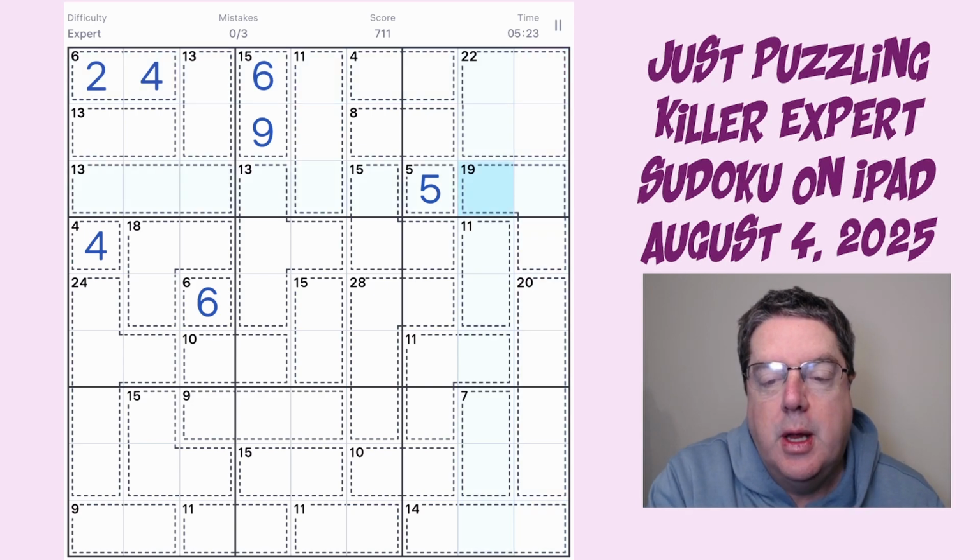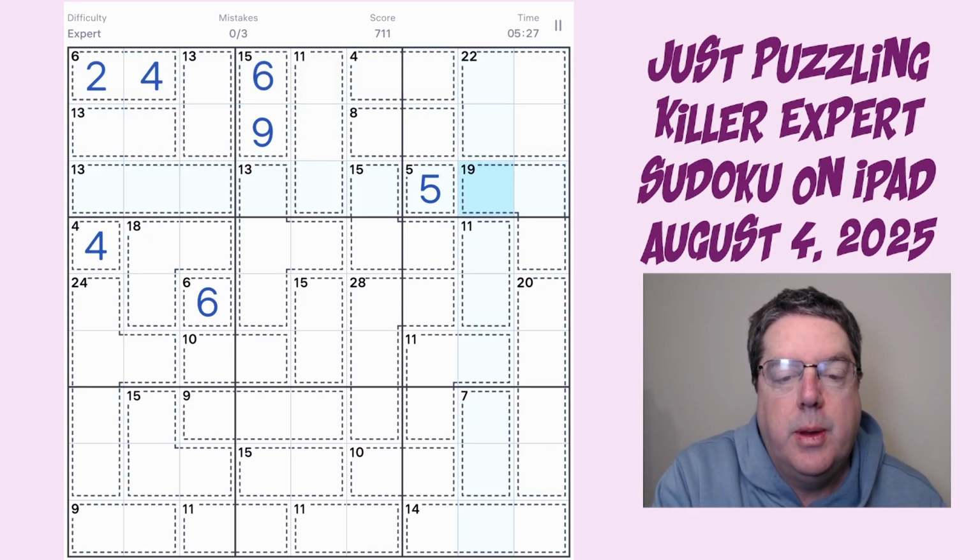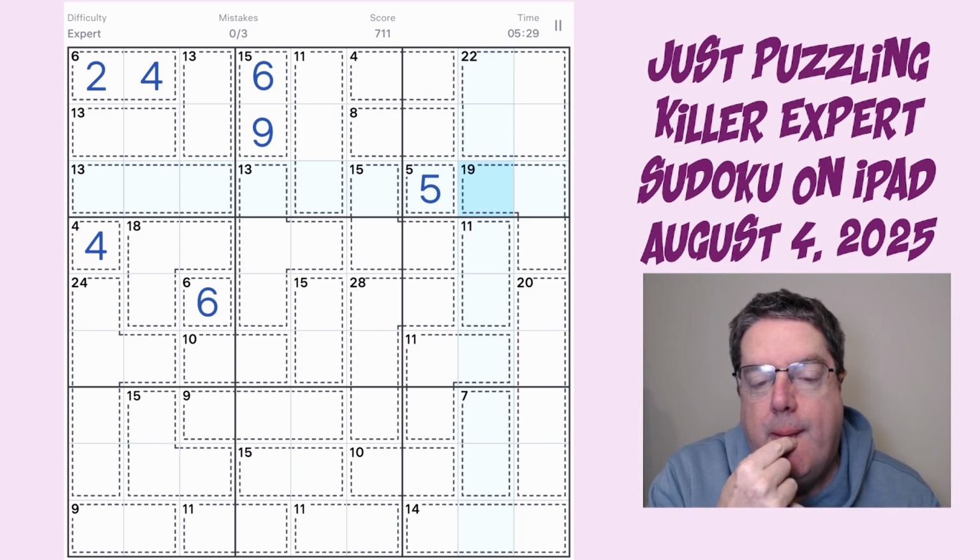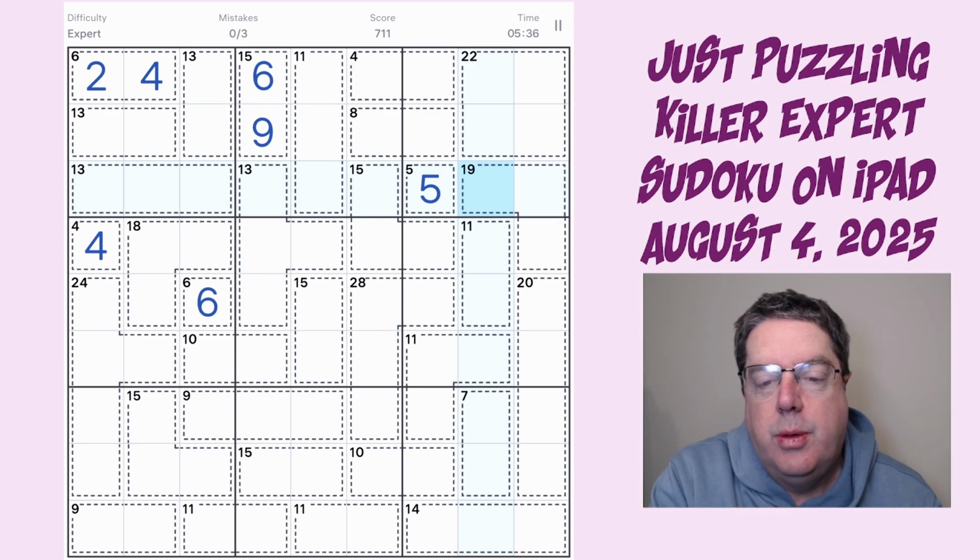So 6 is going to be one of these two, because 6 and 7's there. 6 is going to be one of these two. Three. Okay. So 6 and 2. 6 can't be there, but 2 can be there and there. 2 can be in all of these spots here.